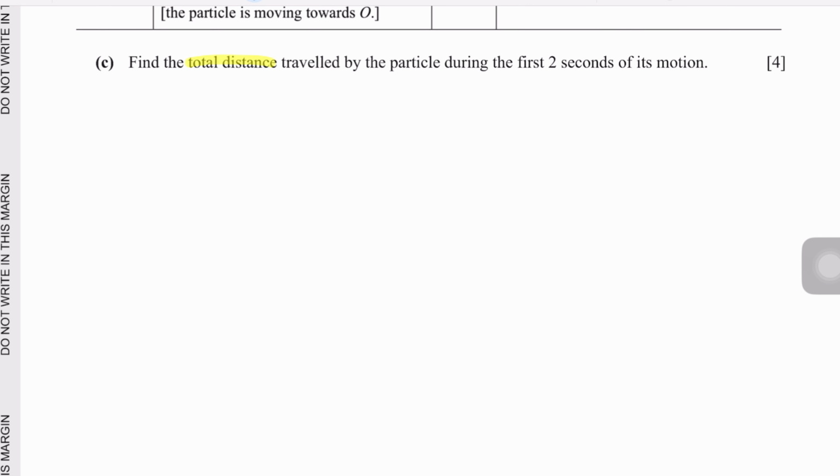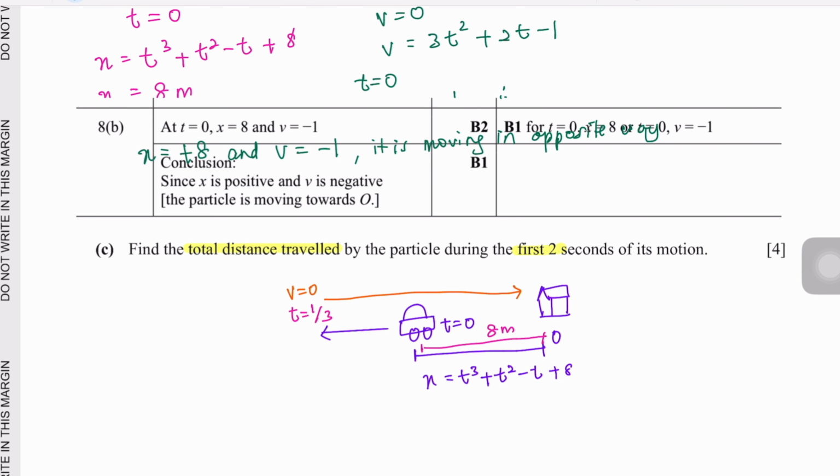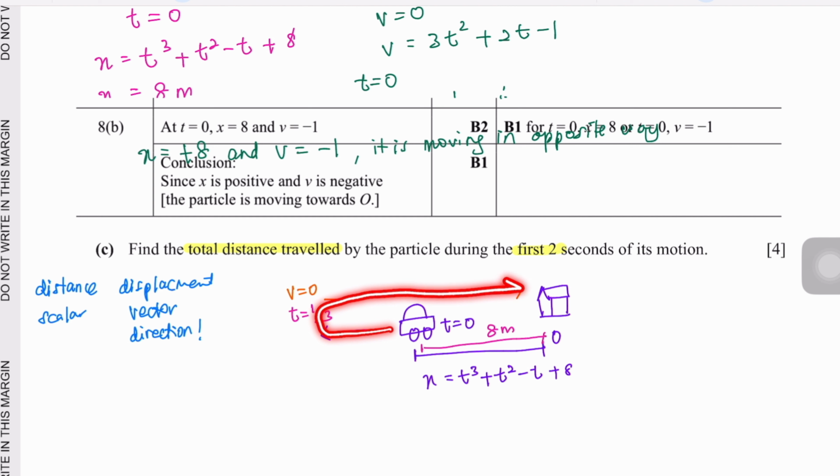Find the total distance traveled by the particle during the first 2 seconds. Before we start, there are 2 different terms that you need to understand, the difference between distance and displacement. Distance is a scalar and displacement is a vector. Vector means direction is important. Now, since we want to find distance, this car has been moving and then making a U-turn. We cannot ignore the U-turn.